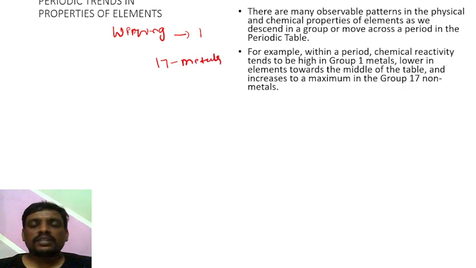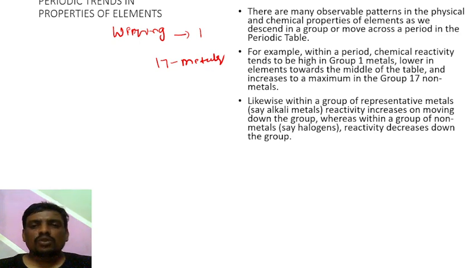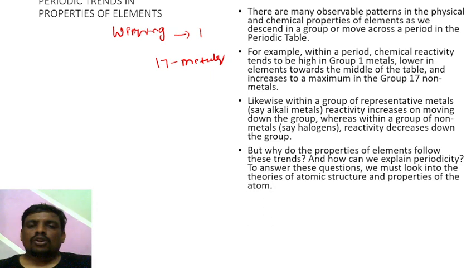Okay, group 17 metals, maximum increase commonly observed. Likewise, within a group of representative metals, say alkali metals, reactivity increases on moving down the group, whereas within a group of non-metals, halogens, reactivity decreases down the group. Now, do the properties of elements follow these trends, and how can we explain periodicity?